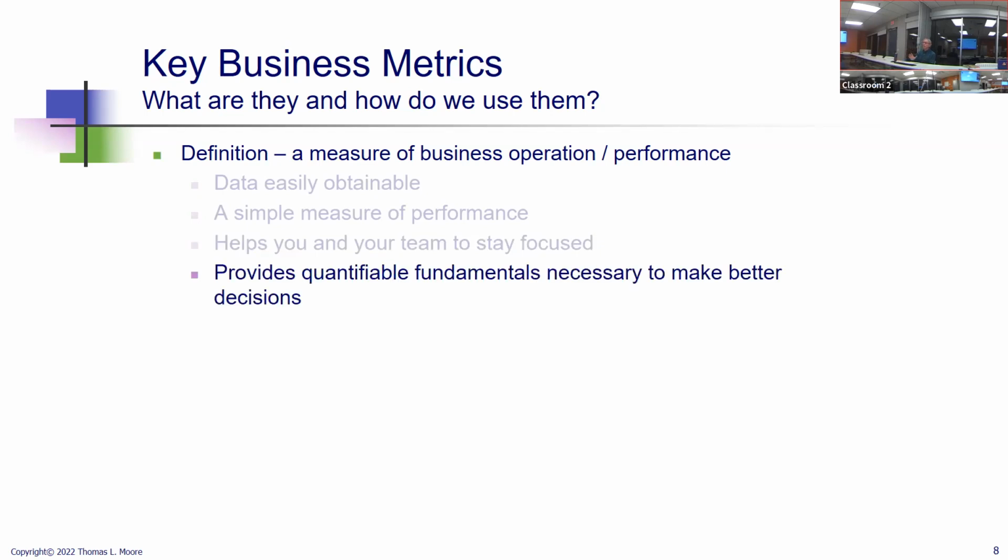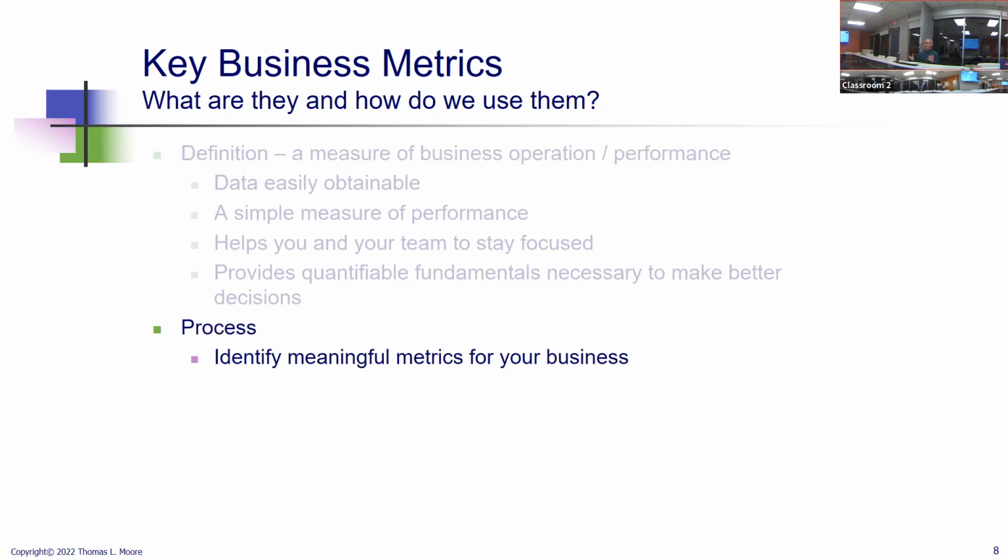It provides quantifiable fundamentals necessary to make better business decisions. That's key here because your financial reports are really the best tool you have to make a good business decision. Your gut is going to tell you one thing, your advisors are going to tell you something, your customers are probably going to tell you something else, but these reports and these key business metrics are really the fundamental way to make better business decisions.